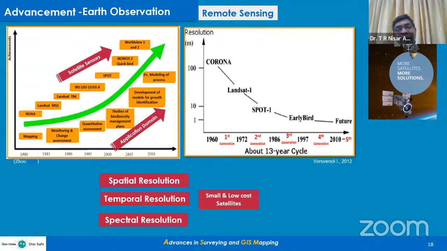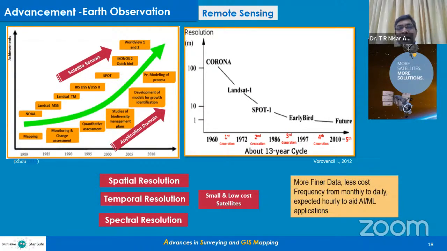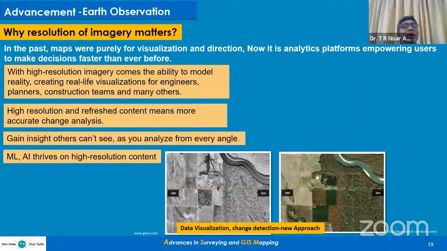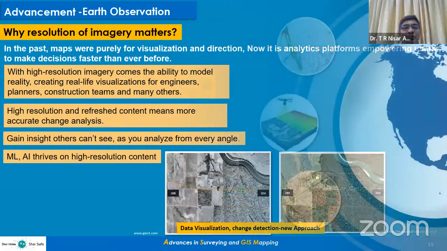And at the same time, specifically in the Indian context, more and more small and low-cost satellites are being launched now, it has already started. This means finer data, less cost, and frequency from monthly to daily. This is definitely an aid from the application point of view for artificial intelligence and machine learning. So in the past, maps were used purely for visualization and direction. Now it is used as a platform.